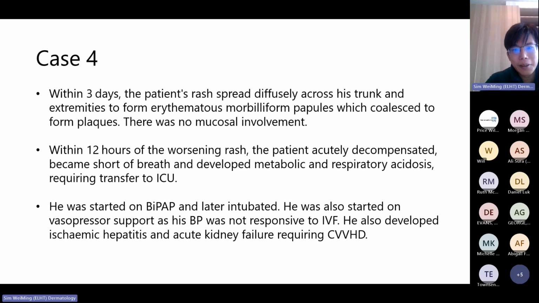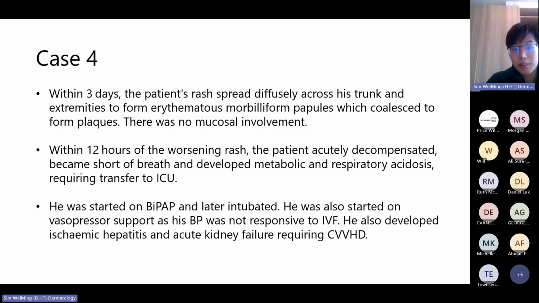Within 3 days, the patient's rash spread diffusely across his trunk and extremities to form papules and lots of macules everywhere. And then all the papules coalesced to form plaques. There was no mucosal involvement.